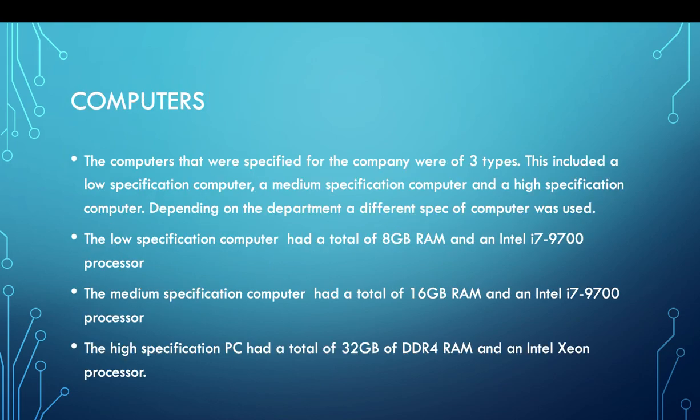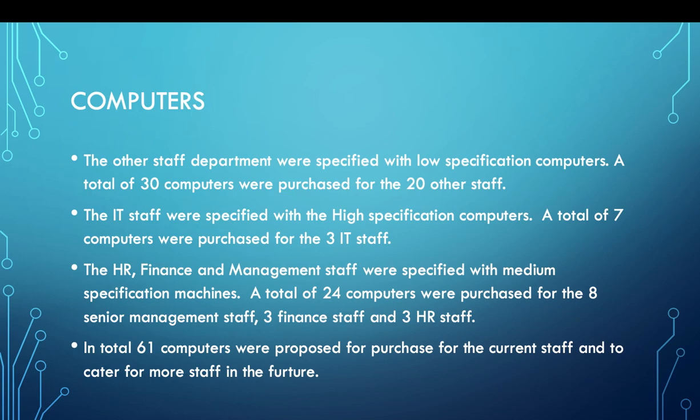The computers were also specified for Phones Online. Three specifications were specified depending upon the department: a low specification, a medium specification, and a high specification PC. The low specification had 8 gigabytes of RAM, the medium had 16 gigabytes of RAM, and the high specification PC had 32 gigabytes of RAM with a high-end processor. So depending upon the department, a different computer was specified.